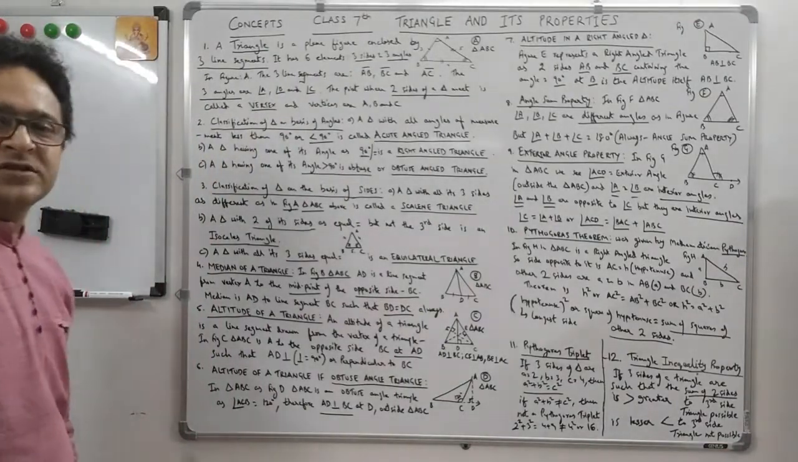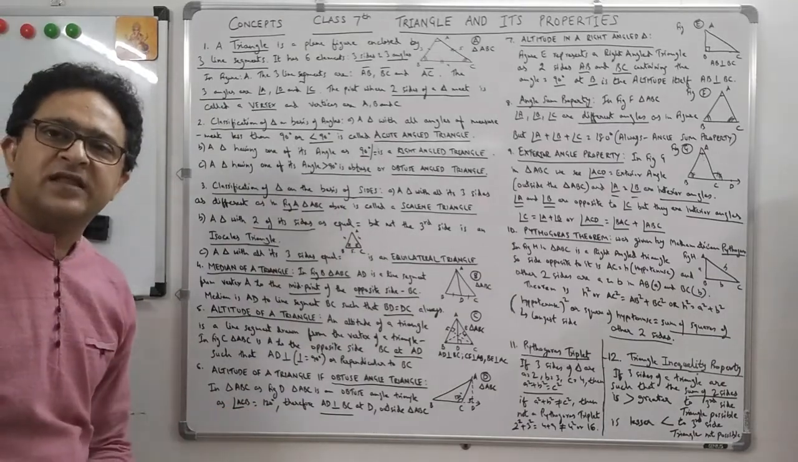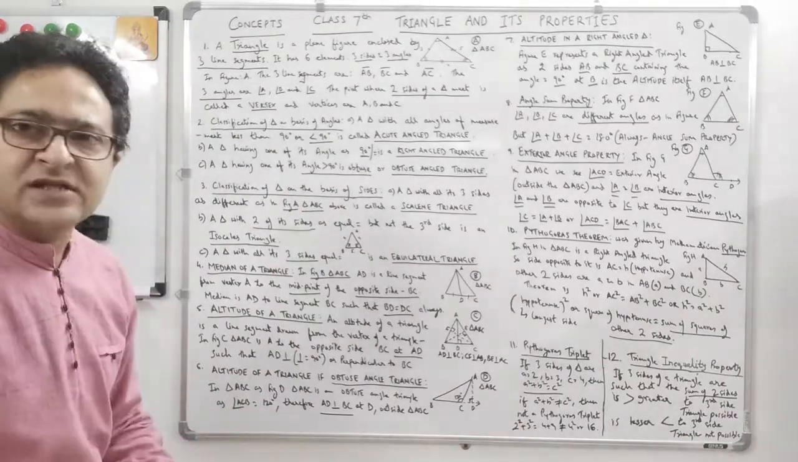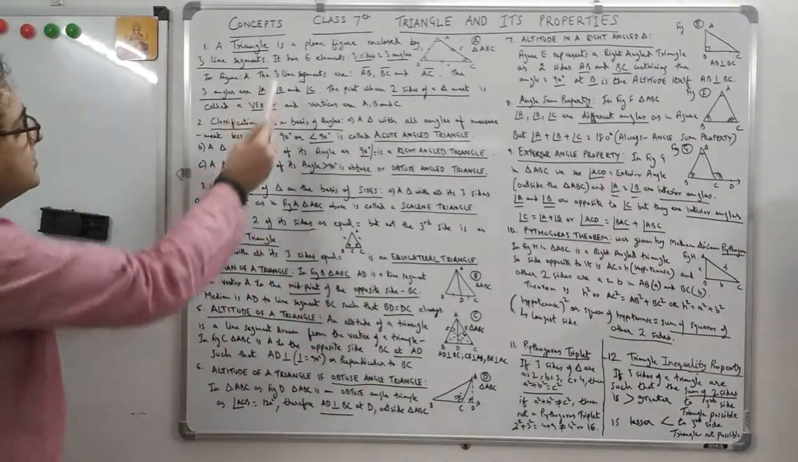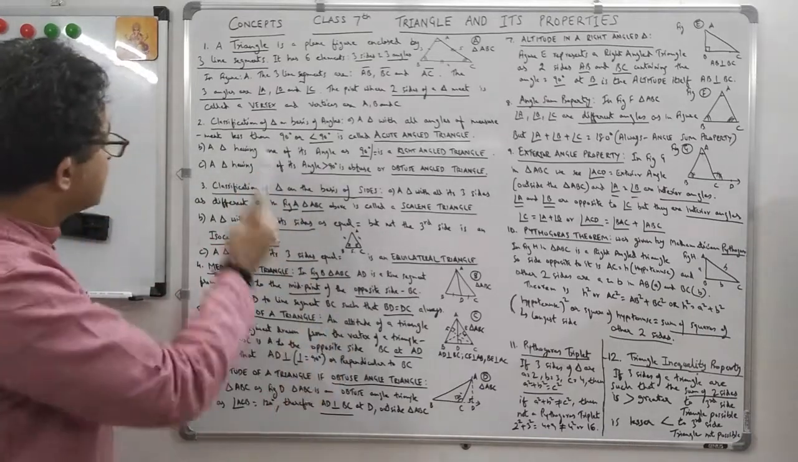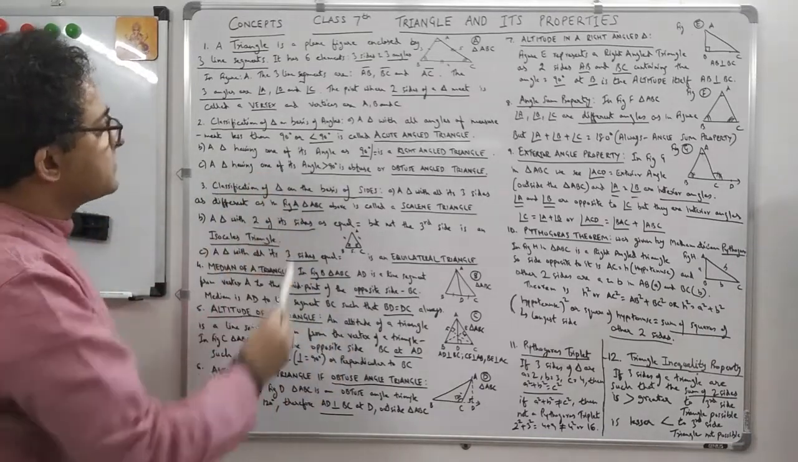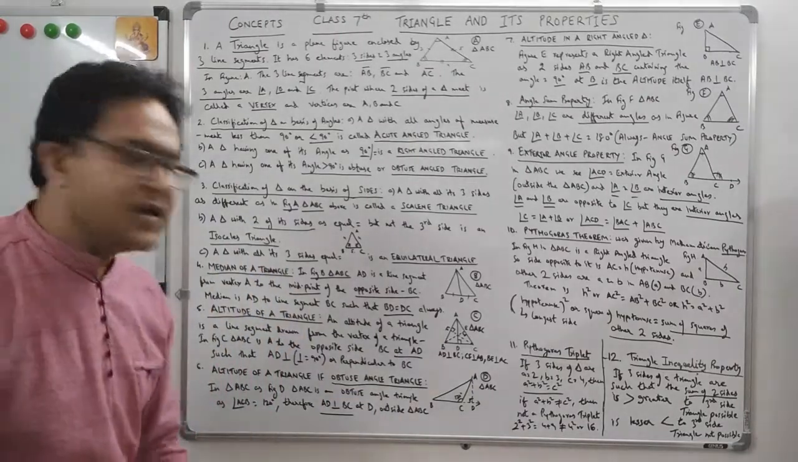As you see the board, I went through your chapter and there are basically 12 concepts. So I'll just give you a brief of these concepts. We'll discuss the triangle. Then we'll discuss classification of triangle on the basis of angles. Third, classification of triangle on the basis of sides. Then fourth is what is the median of a triangle.